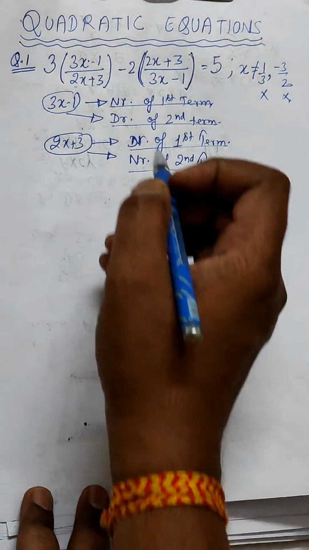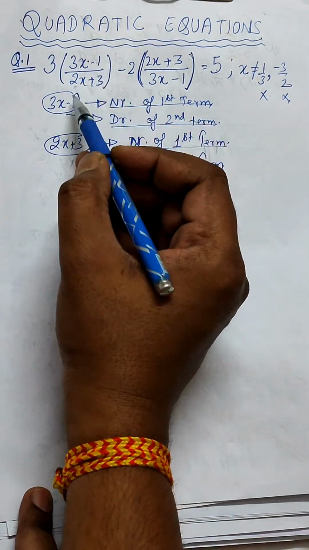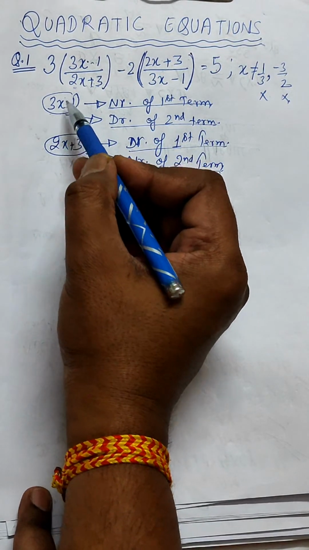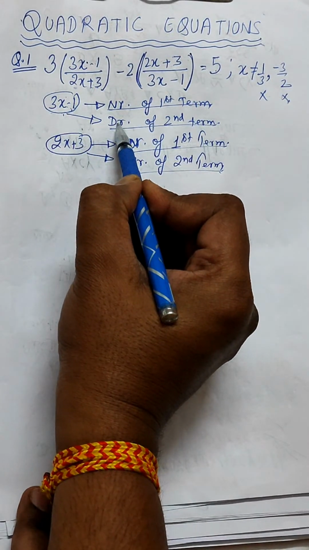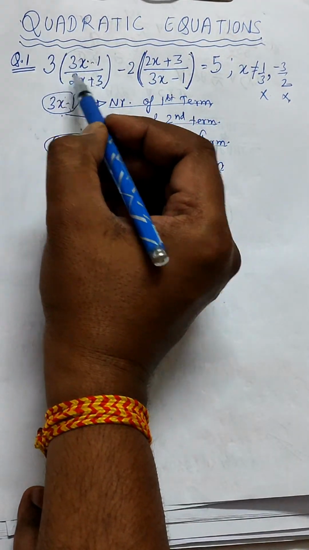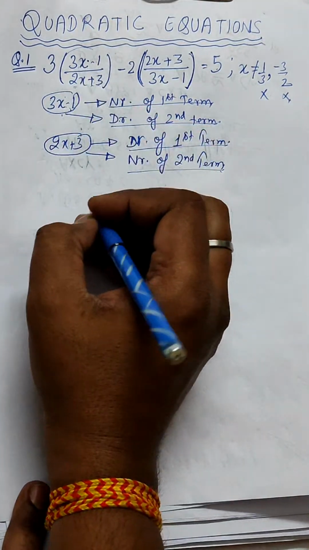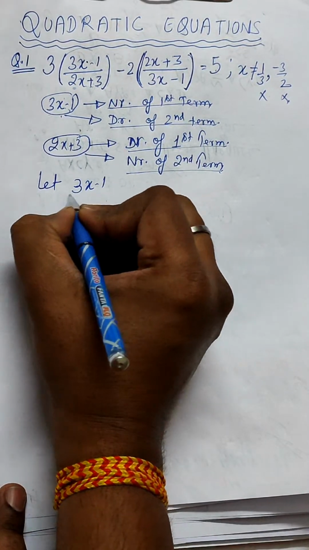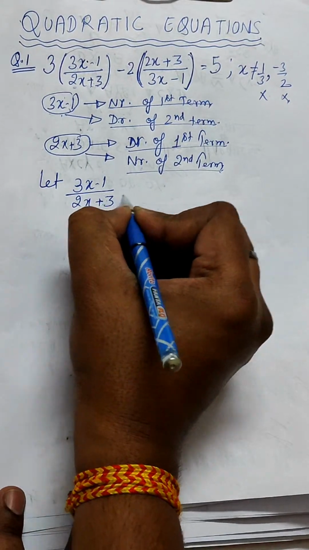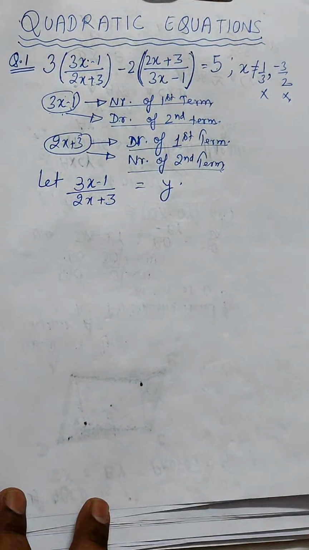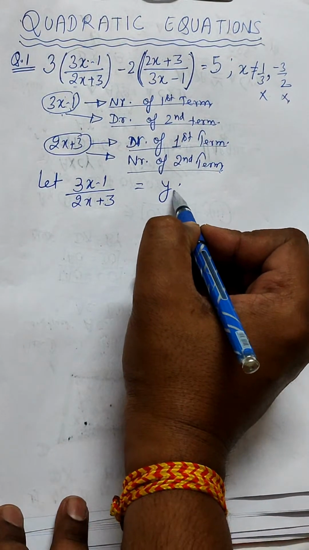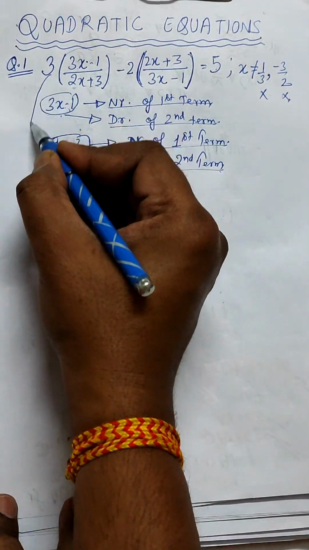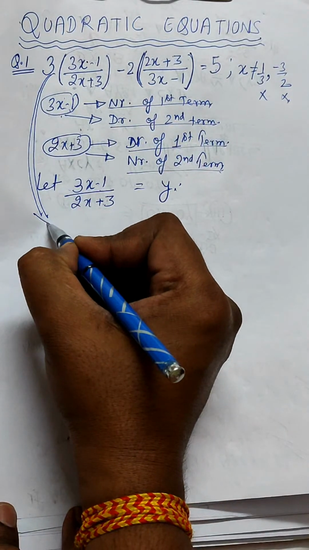You can see 3x minus 1, if the numerator is 3x minus 1, and we are taking the reverse of that, that will become the denominator, right? So why don't you take (3x minus 1) by (2x plus 3), this term, as one variable? So let us assume (3x minus 1) by (2x plus 3) as equal to y, right? Just assume this is another variable.